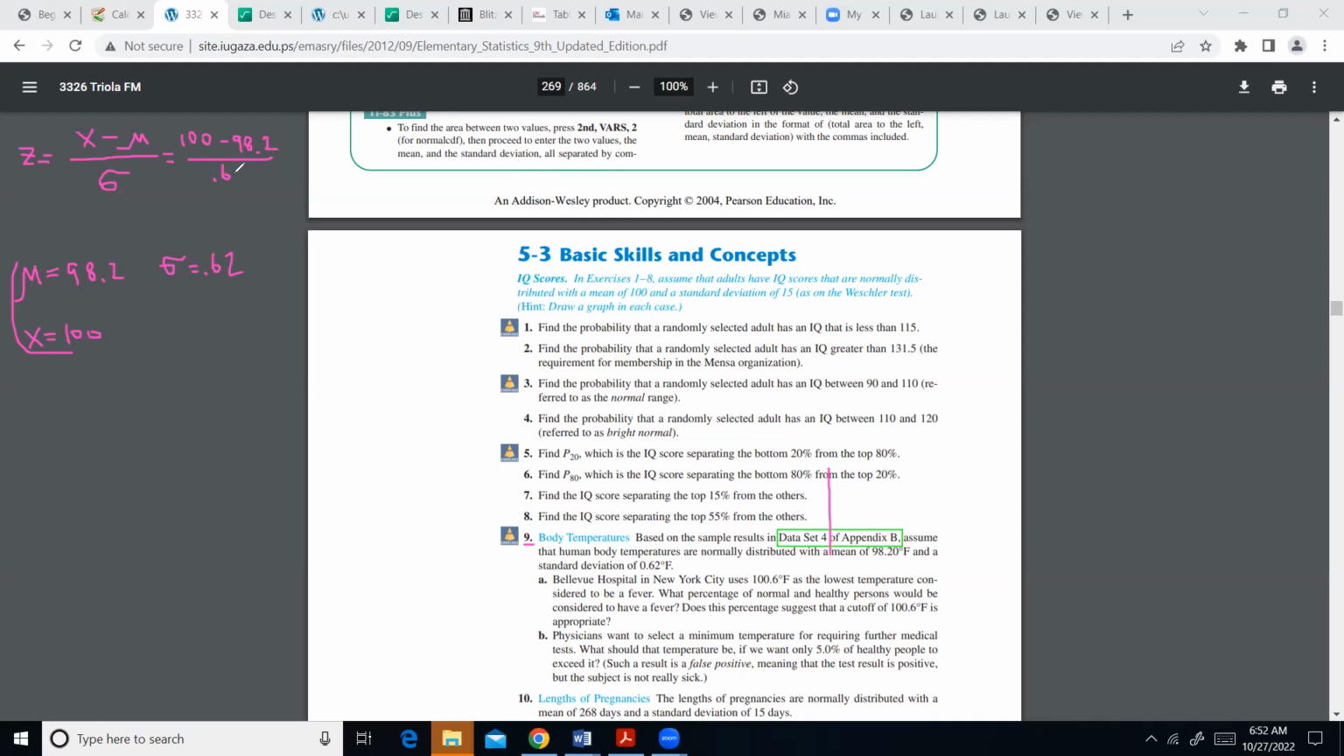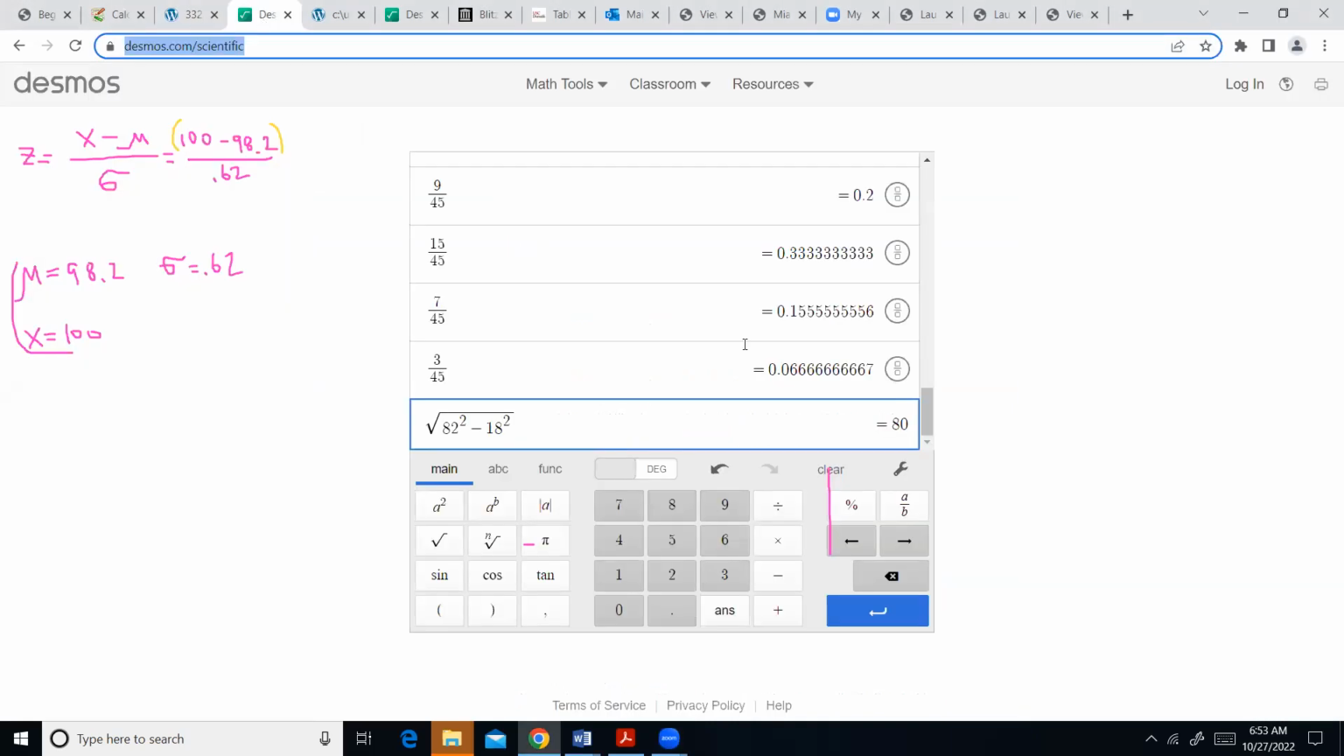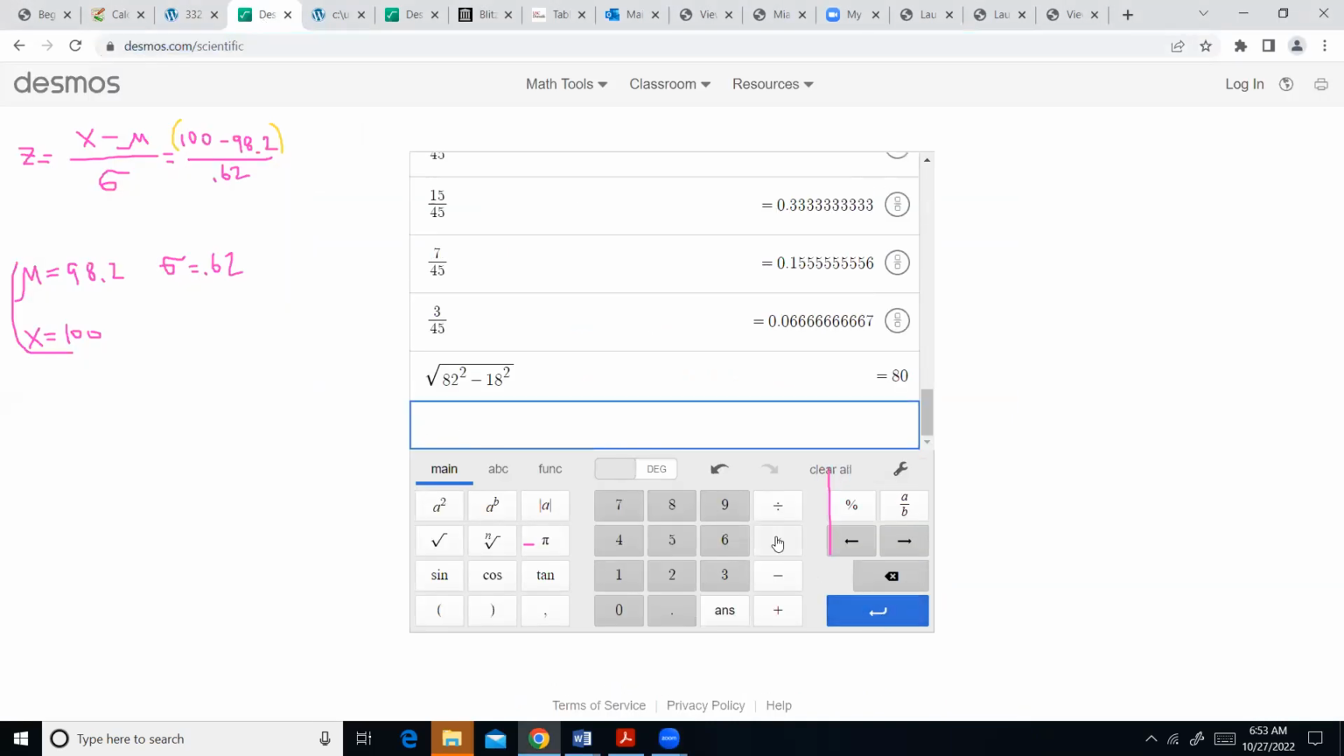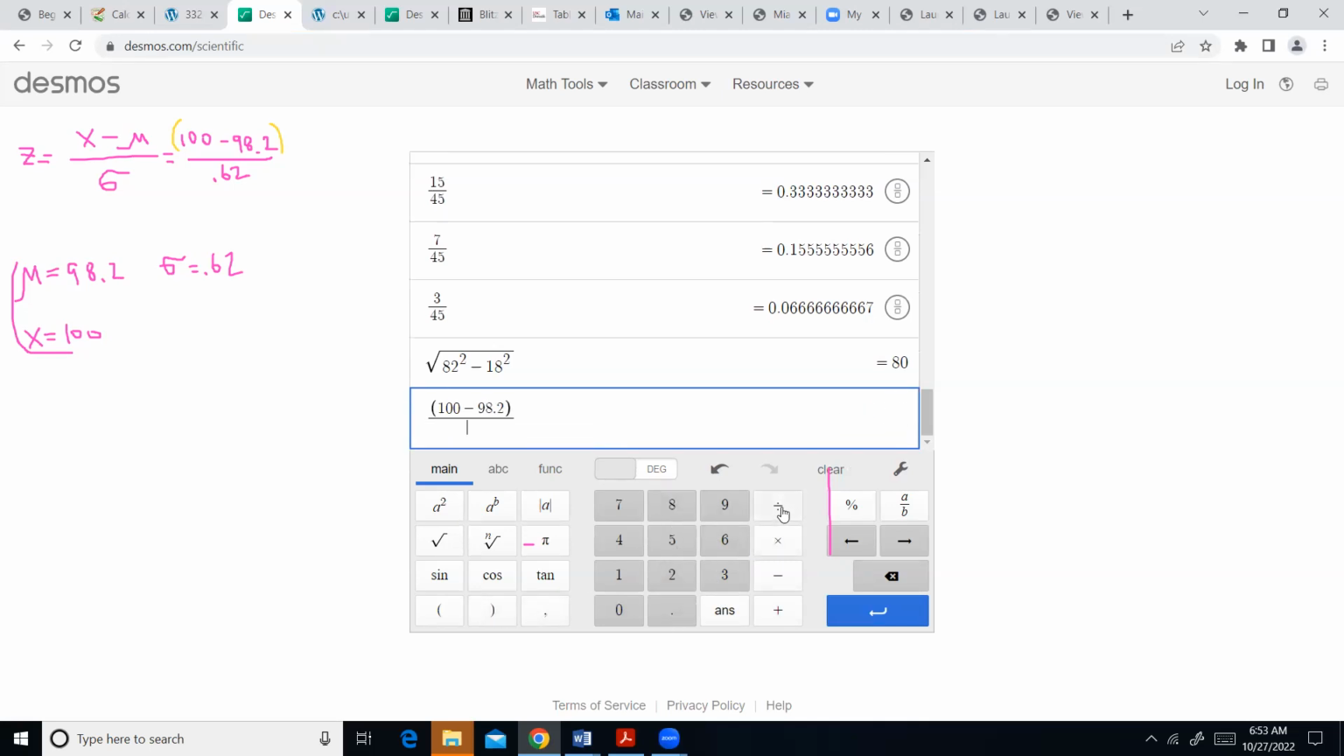So you want to make sure that these numbers are nicely placed in a calculator. What I mean by saying nicely, I mean correctly. If you have parentheses around your numerator, then everything should work just fine. So let us put them in a calculator. So 100, we subtract 98.2, and then we divide this by 0.62.